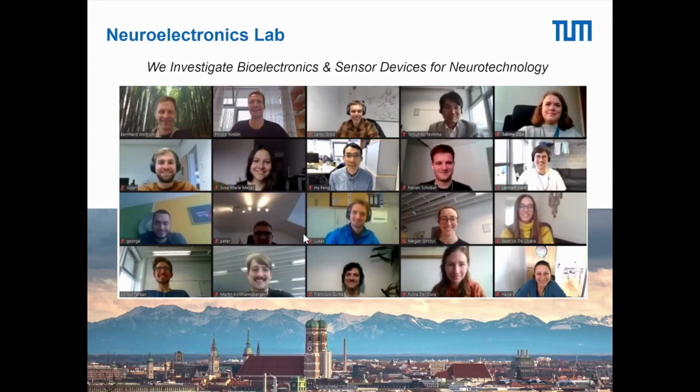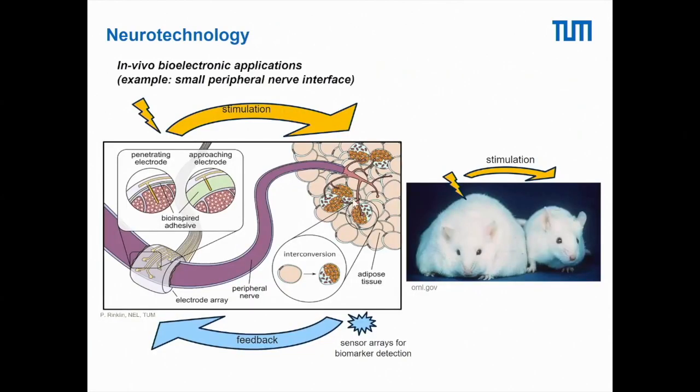And what we're doing is we're interested in bioelectronics and sensor devices, in particular for neurotechnology and also some other applications. And just so that we're a little bit more concrete about what kind of applications I'm talking about when I talk about neurotechnology, this is just one example that we have recently been interested in. It is the functional interface between small peripheral nerves, and in particular, we are interested in a small nerve innervating adipose tissue.